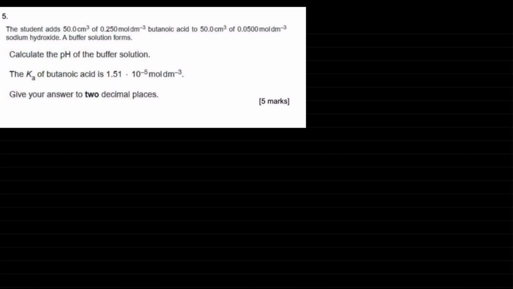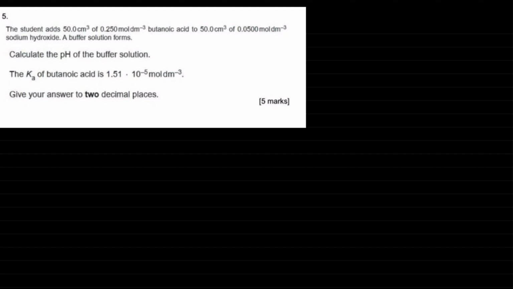So the question reads, a student adds 50 cm³ of 0.250 moles per dm³ butanoic acid to 50 cm³ of 0.05 moles per dm³ sodium hydroxide. A buffer solution forms. Calculate the pH of the buffer solution. The Ka of butanoic acid is 1.51 times 10 to the minus 5.